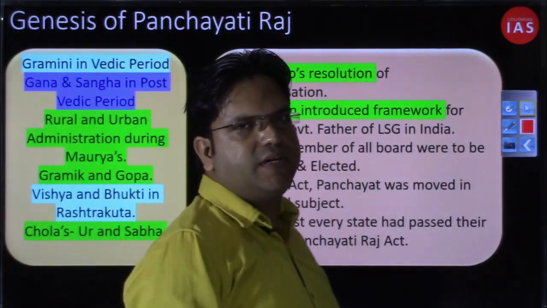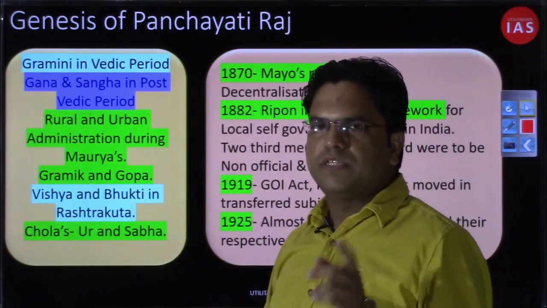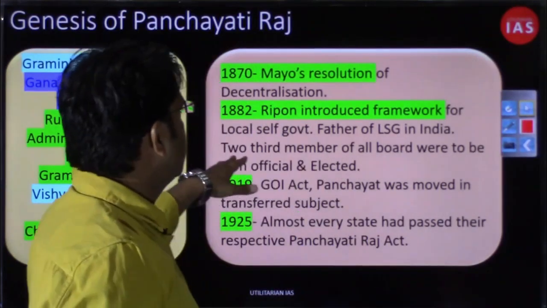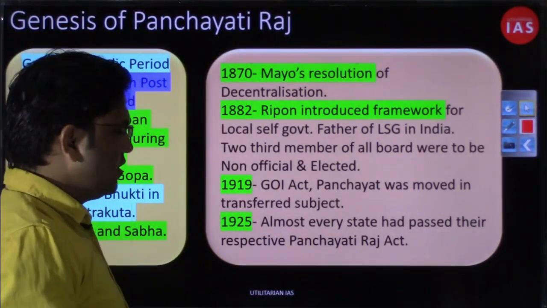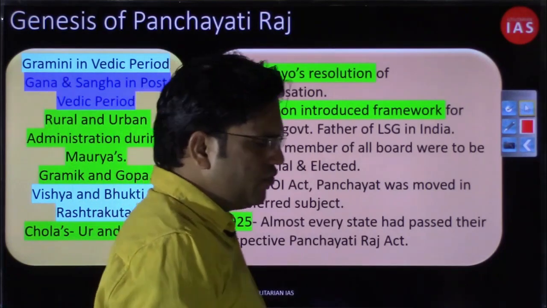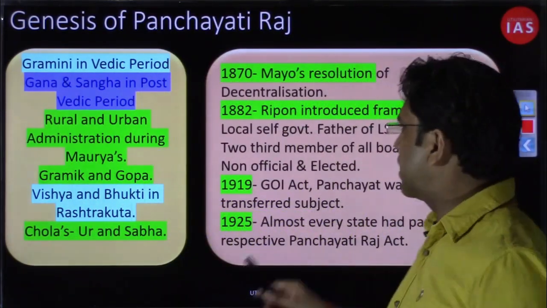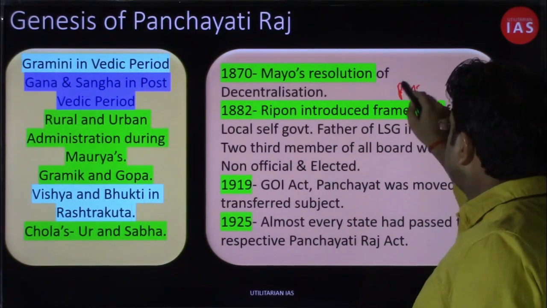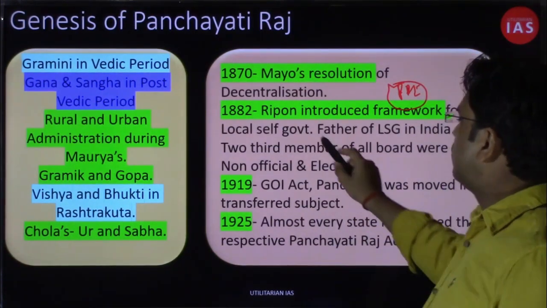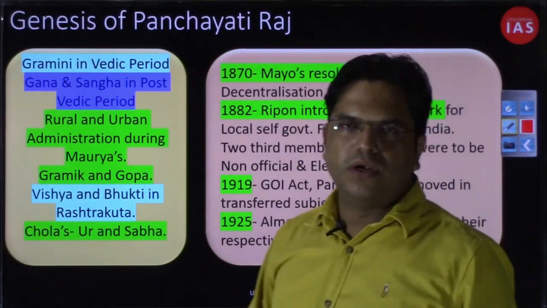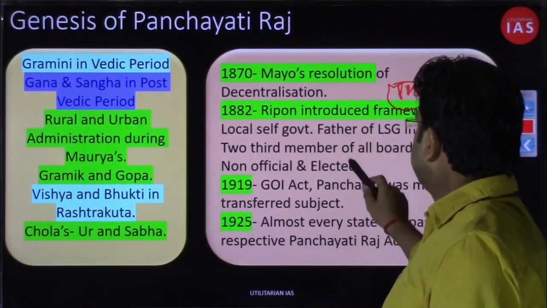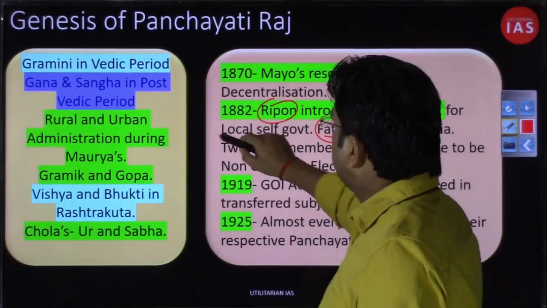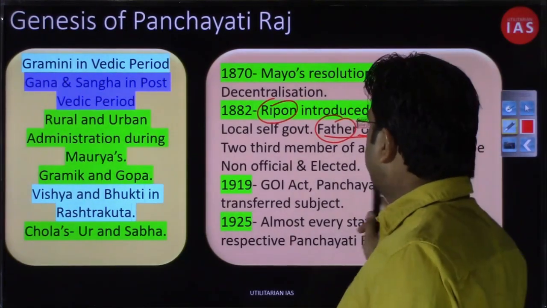So you have this 1870 where Mayo brings a resolution for decentralization, and this Mayo resolution of decentralization is considered as the emergence of these PRIs. Finally, in 1882, you had Ripon's framework, and by this framework, your PRIs, Panchayati Raj institutions, become very famous, to the extent that Ripon will be called the father of local self-government in India. So this name from the modern history point as well you need to remember, right?